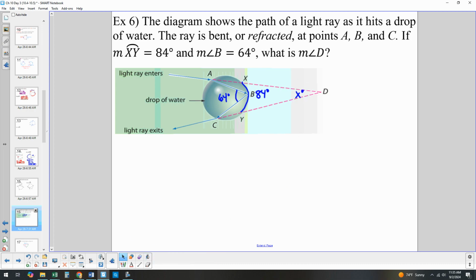So what we can do is ignore this over here, and focus on the circle where I know angle B, because angle B is going to allow me to find arc AC, because angle B is an inscribed angle and AC is its intercepted arc. So if I start out by doing 2 times the angle equals the arc, then 128 would equal the measure of arc AC.